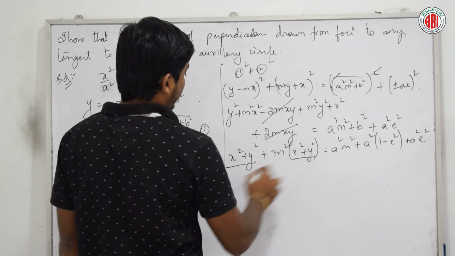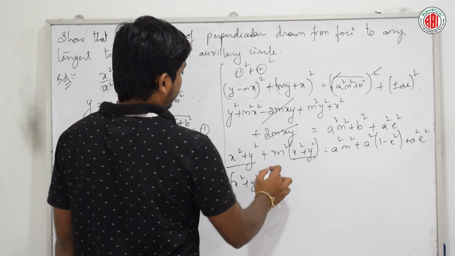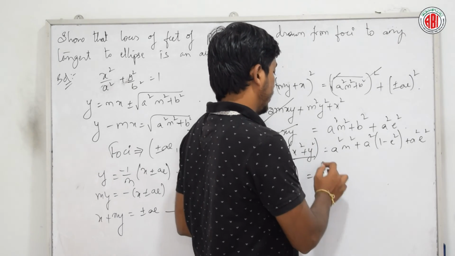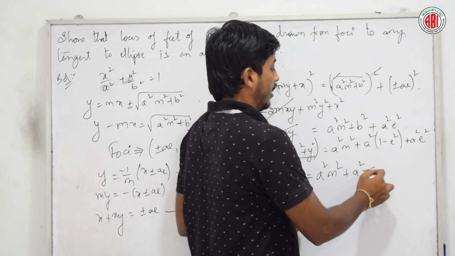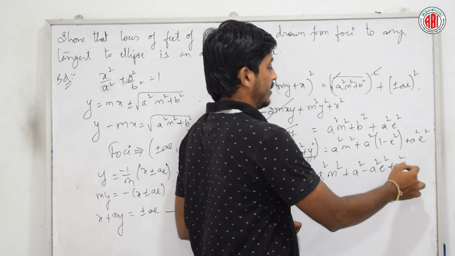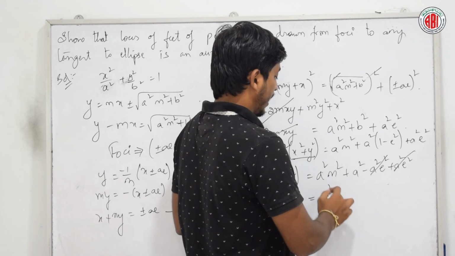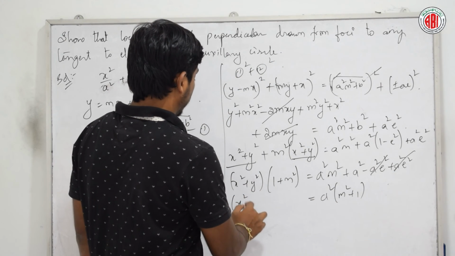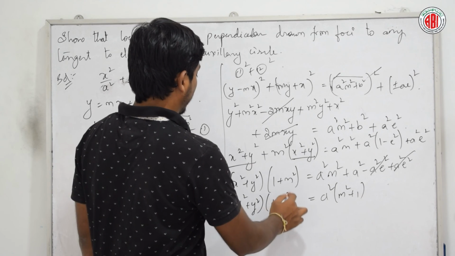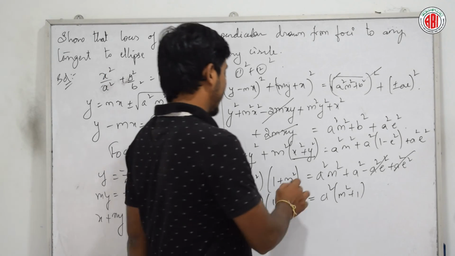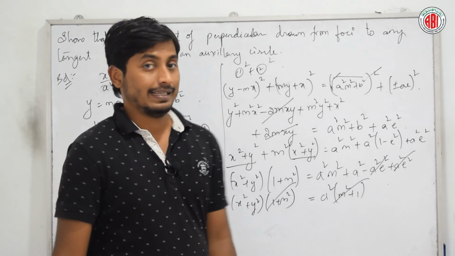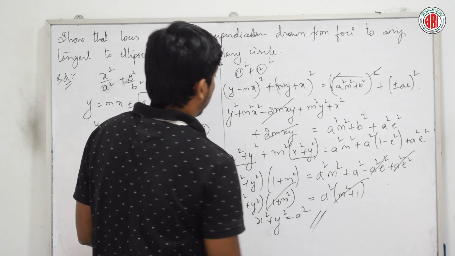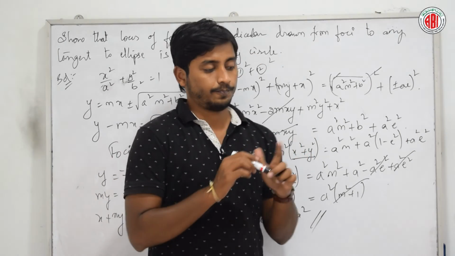Now if you observe, x square plus y square is common. Now here it is 1 and here it is m square. When we consider here a square m square plus a square minus a square e square plus a square e square, these both will get cancelled. Again let us take a square common, m square plus 1, and again here x square plus y square, 1 plus m square is common. Now can I cancel these both? Yes. So the left out part is x square plus y square is equal to a square. This is a circle. Clear?